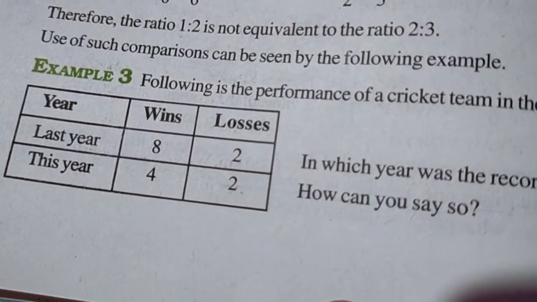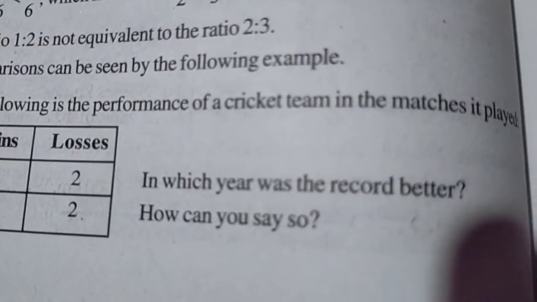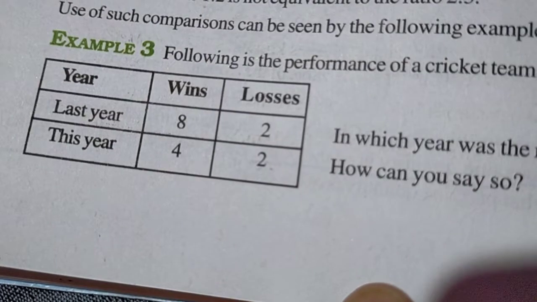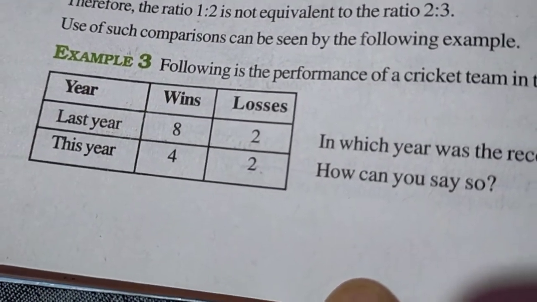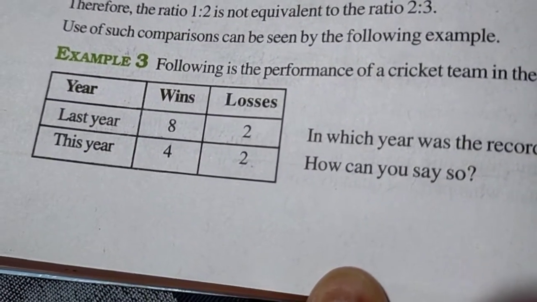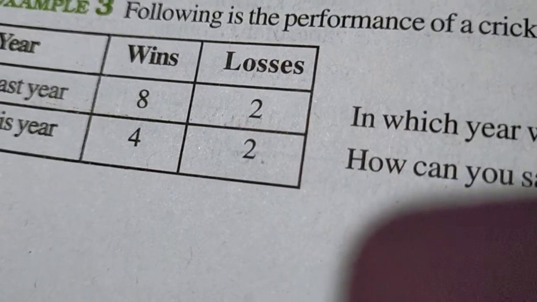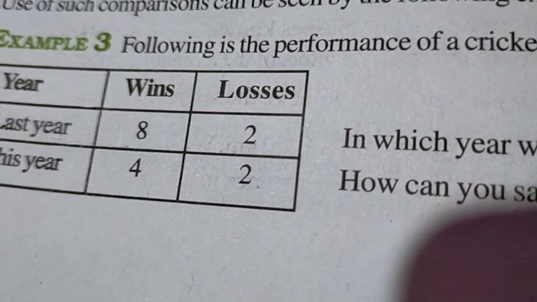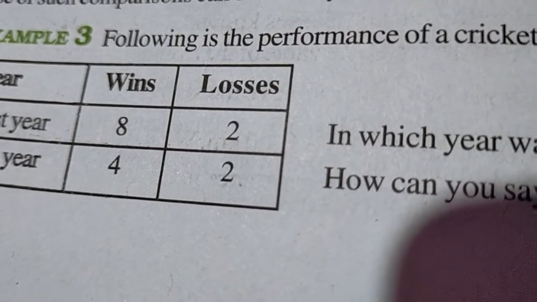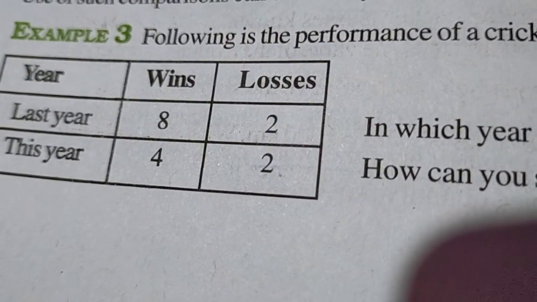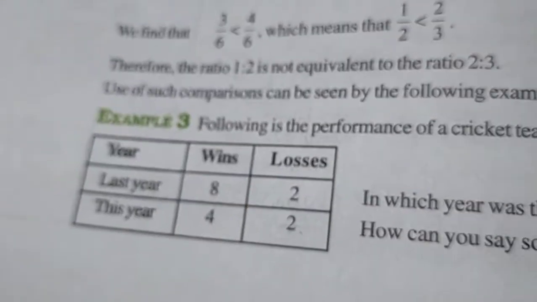In the same way, suppose performance of a cricket team is given in the matches which it has played. In the last year it won 8 matches and lost 2 matches. This year they won 4 matches and lost 2 matches. So in which year was the record better? Just by looking you can say that out of 10 matches last year they lost only 2 and won 8, and this year they have won 4 and lost 2. So that means last year's performance was better.